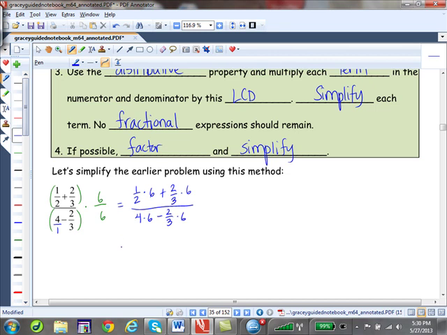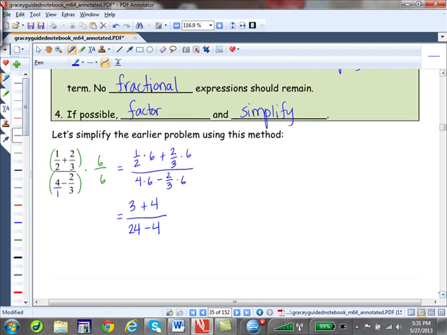So 1/2 times 6 is 3. 2/3 times 6 is going to be 4, all over 24 minus 4, which yields a result of 7/20, which we got before. Whew! Glad I didn't make a mistake on that guy, right? All right, anyway. So this is the idea.